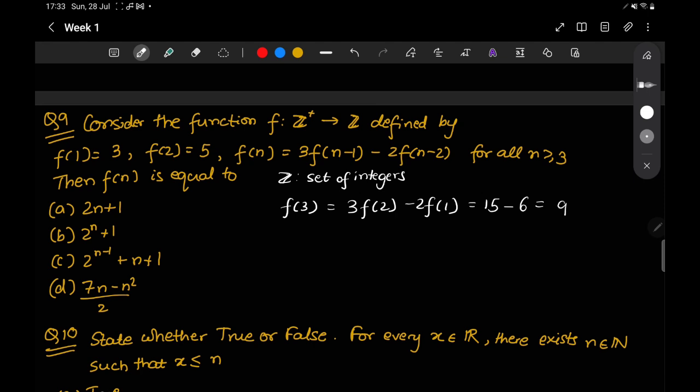Now let us look at option A, 2n plus 1. So when n is equal to 1, 2 times 1 is 2 plus 1, 3, which satisfies this f(1) equals 3. But when n is equal to 2, so let us actually look at all these options.